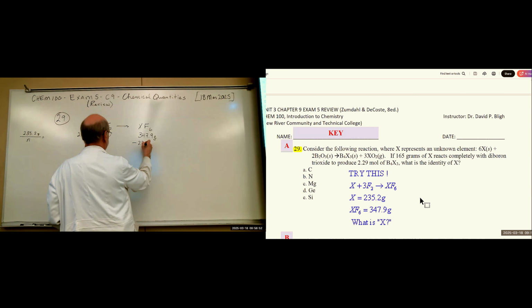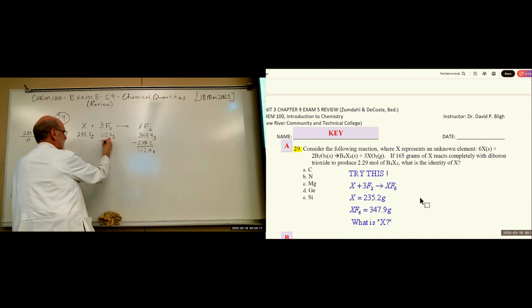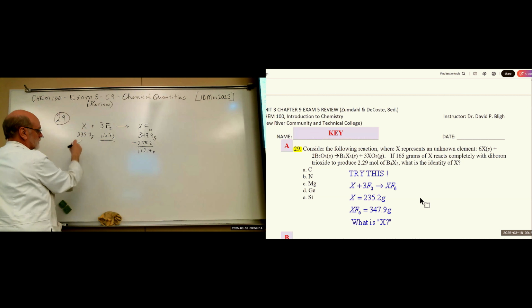So 347.9, 235.2 subtracted from it is 112.7 grams. Now we can find out how many moles of fluorine.